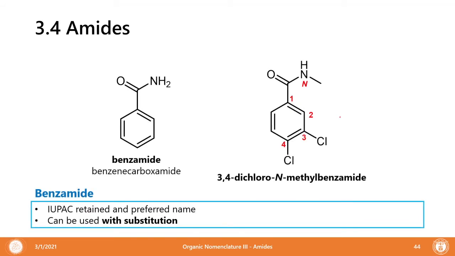Here's the monosubstituted benzene amide with the name benzamide. And this can be used with substitution, like so. Here we have 3,4-dichloro, so at position 3 and 4, okay, these are the carbons away from the alpha carbon here. We have 2-chloro, and then at position N, which is the nitrogen atom of our amide, we have a methyl group right here. So 3,4-dichloro and methyl benzamide.